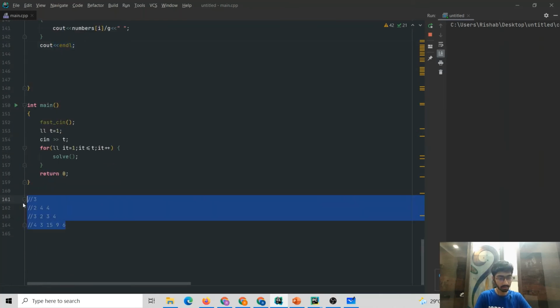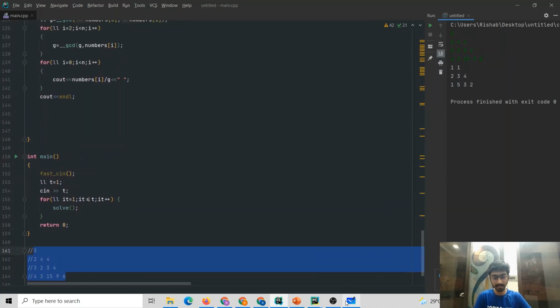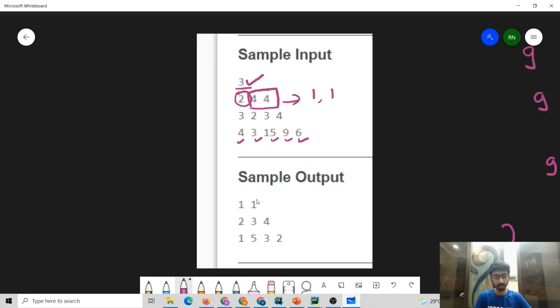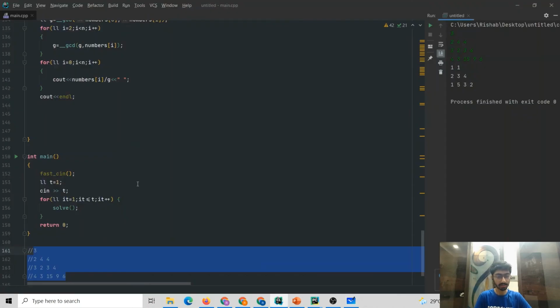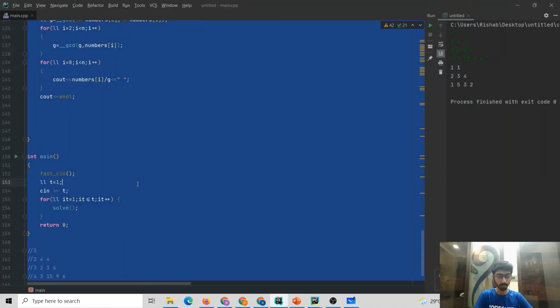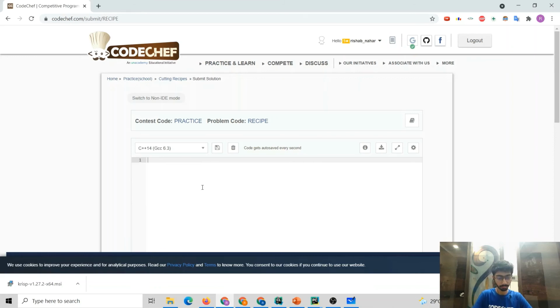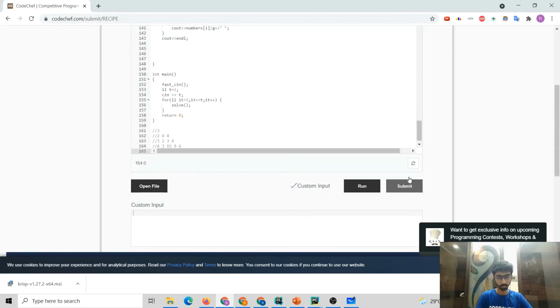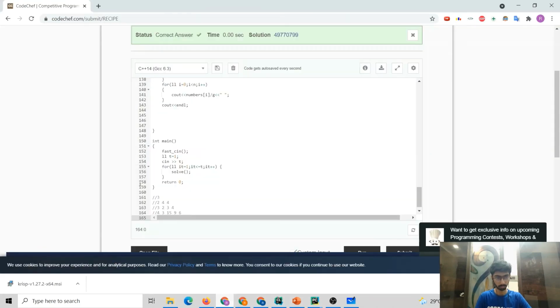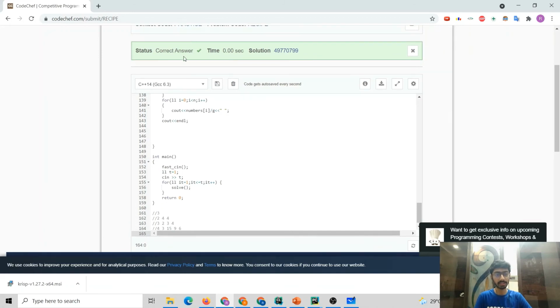So let us take the test case here. So this is the reduced answer, and we can see that this is very similar to the sample output. So let us take the code and try to submit it. Try to submit our code. So yes, our solution has got accepted.